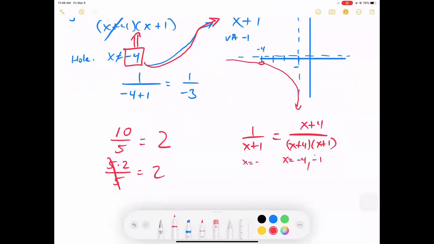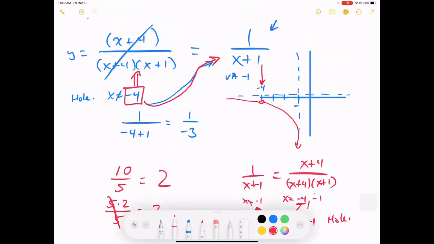We can't use negative 1, but we can't use negative 4 either. If these are equivalent, you're not allowed to use negative 4, and that's a hole for us. So on the graph where it's negative 4, we actually draw a hole, a hollow point.